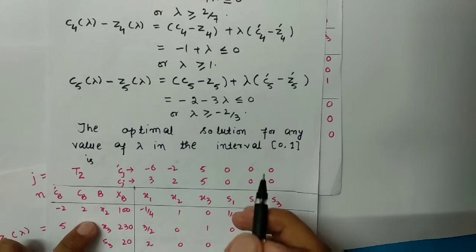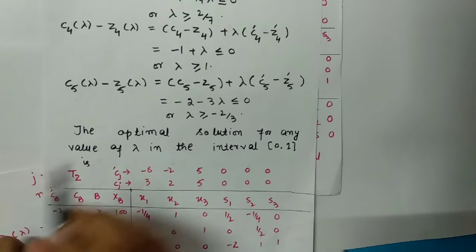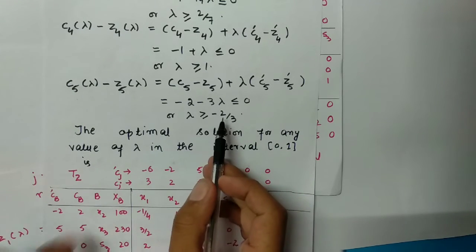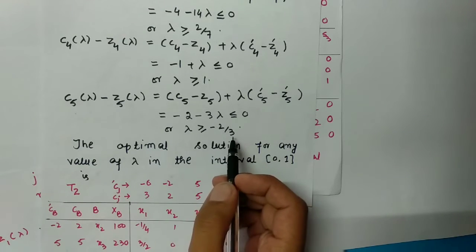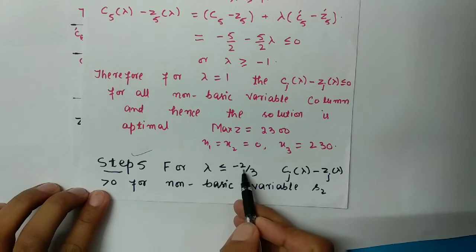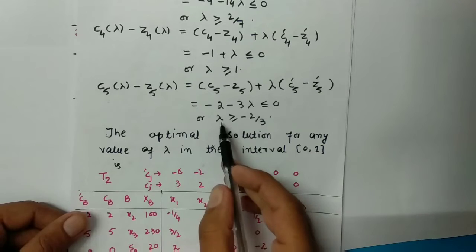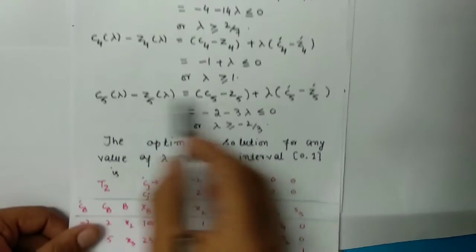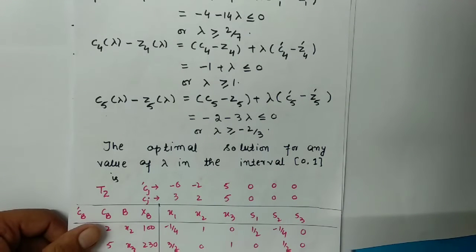Okay, now we will check the solution for lambda less than 0. For lambda less than 0, we have the value lambda greater than or equal to minus 2 by 3. So we will check the value for lambda less than or equal to minus 2 by 3. So step number 5 is, for lambda less than or equal to minus 2 by 3, Cj minus Zj is greater than 0. If I put any value less than minus 2 by 3, here I will get C5 lambda minus Z5 lambda greater than 0. So the solution will not remain optimal.